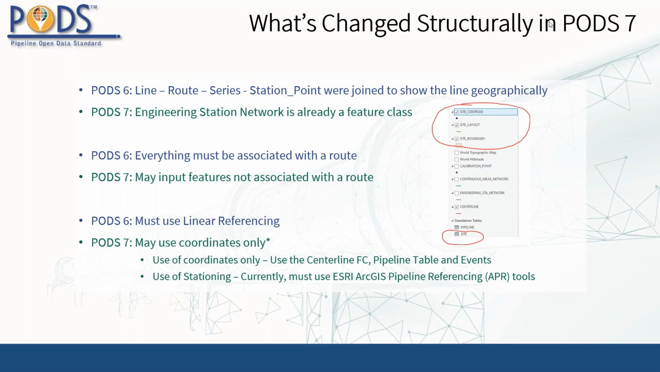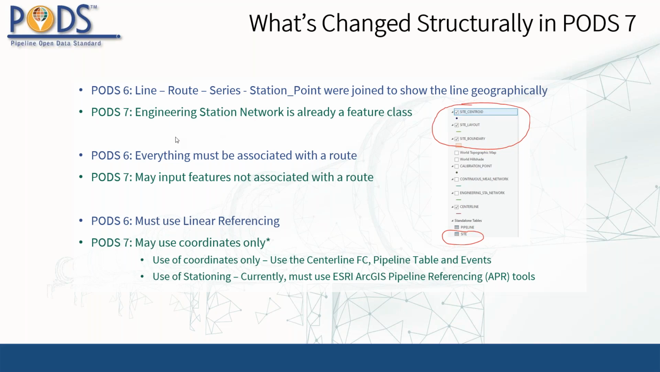So what's changed structurally in PODS 7 from PODS 6? In PODS 6, if you recall, you had a line, a route, a series, a station point, and you had to join all those to see your line geographically, right? In PODS 7, engineering station network is already a feature class. So you just pull up this layer and you already see your center line on your map. Again, in PODS 6, you would join all these different tables, because it's relational, in order to see your line geographically. In PODS 7, you just pull up engineering station network.